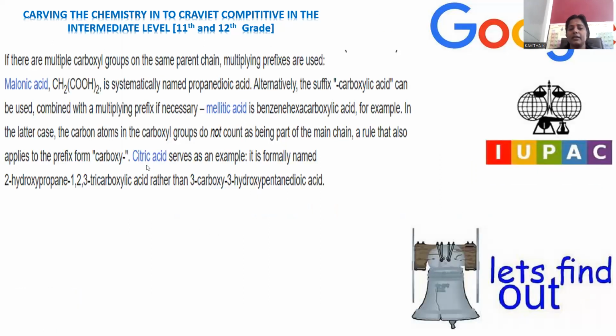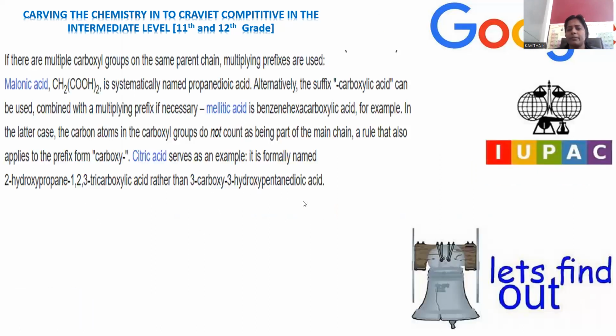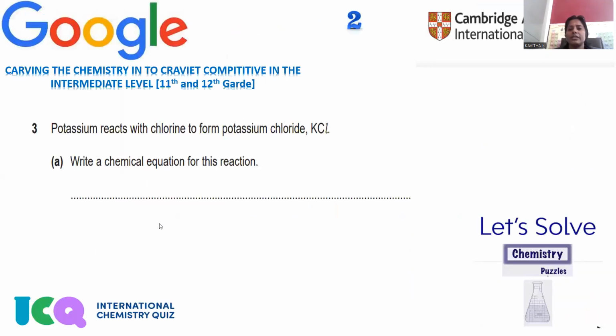Here you can clearly notice this. This is the way the answer can be given for the compound as per the IUPAC protocol. For compound number 1, the correct name will be 2-hydroxy propane 1, 2, 3 tricarboxylic acid, right? Move on to question number 2.